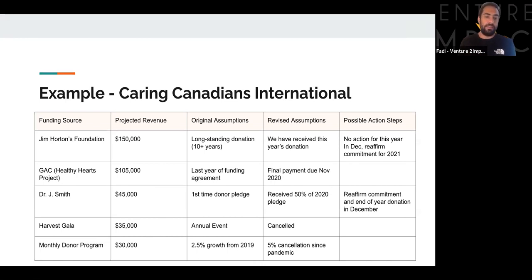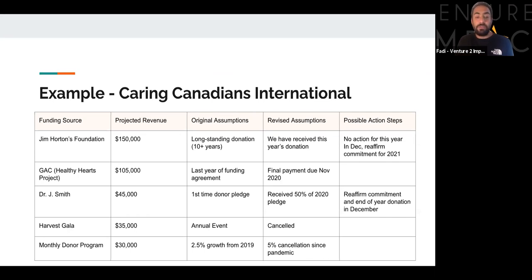Hey, Jim Hortons Foundation, we would like to discuss if you are still able to make your $150,000 donation to our organization. Secondly, we have a funder called GAC, Global Affairs Canada, that's supporting a project called Healthy Hearts Project. Again, this is a fake project, but it's $105,000. The original assumption is that this is the last year of the agreement. We've had a number of multi-year agreements with Global Affairs Canada, and this is the last year, and we'll receive the last payment in November. So nothing that we need to do about that.